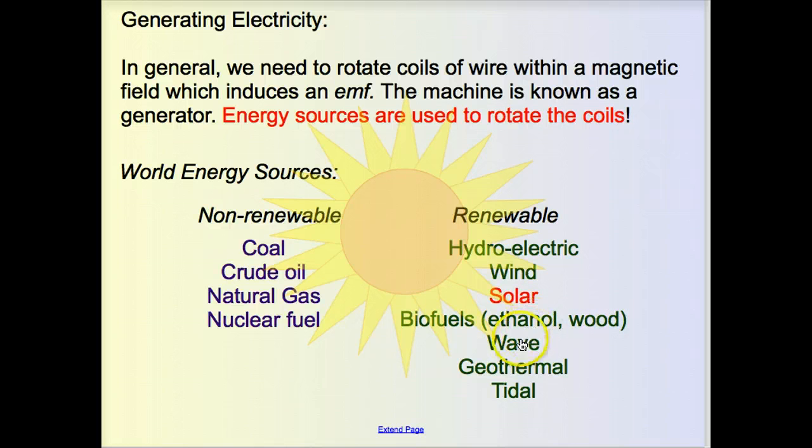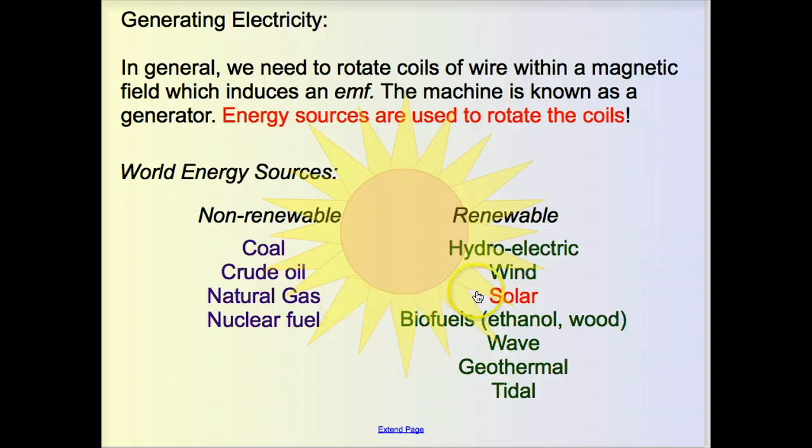Wave, the motion of the ocean, geothermal, which is the heat inside the earth, and tidal power. So we'll look at some of these in more detail later on. Most of these are with us because of the sun. The sun causes these biofuels to grow. The sun gives rise to wave motion through wind. The sun is responsible for evaporating water and placing it high up so it can flow downhill again. So the sun is responsible for most of these sources.